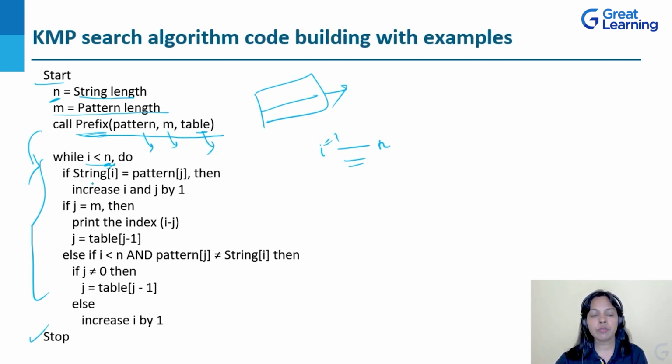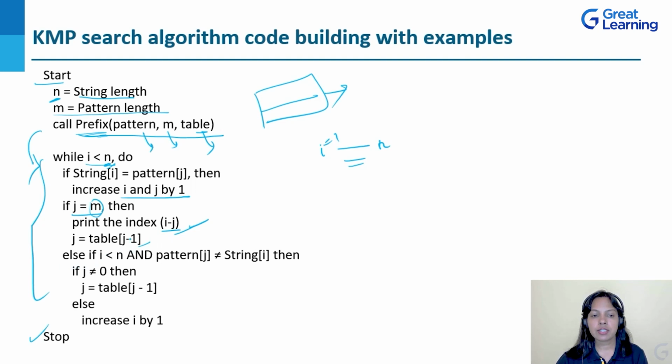So there what you have to do is compare these two, right? If they are matching, then you have to increment both I and j by 1, okay? And if you reach the end of the pattern, then just print the index I minus j, which will be the starting index for the given pattern. If you reach the end of the pattern, that is your m. Okay, m is what? Pattern length, right? So if you reach there, it means the pattern is found. And then you have to print the index there.